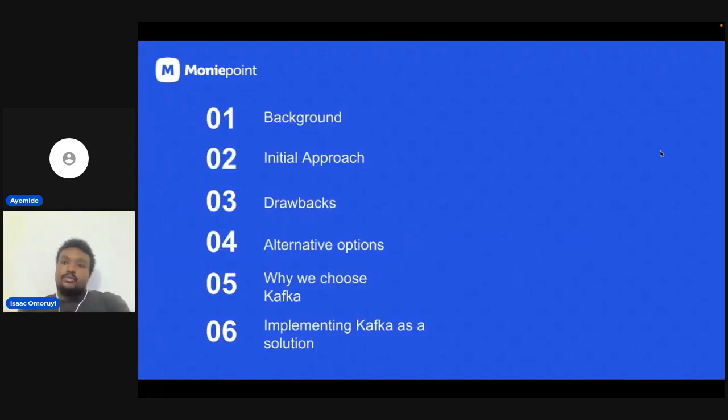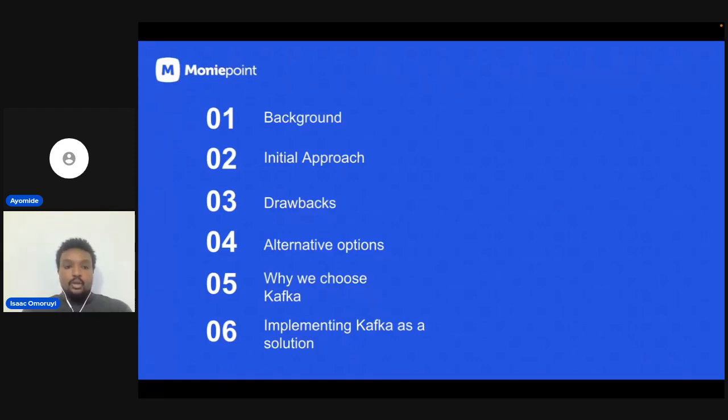For the things I'll be talking about, first of all, I'll be starting off with the background of the products that we set out to build, what we intended on doing, what we tried to achieve. Secondly, I'll be talking about the initial approach we took, that's the initial product, how we built it initially. Then I'll talk about the drawbacks we experienced with that particular implementation of the product. Next up, the alternative options that we considered when we wanted to switch away from the initial approach that we took.